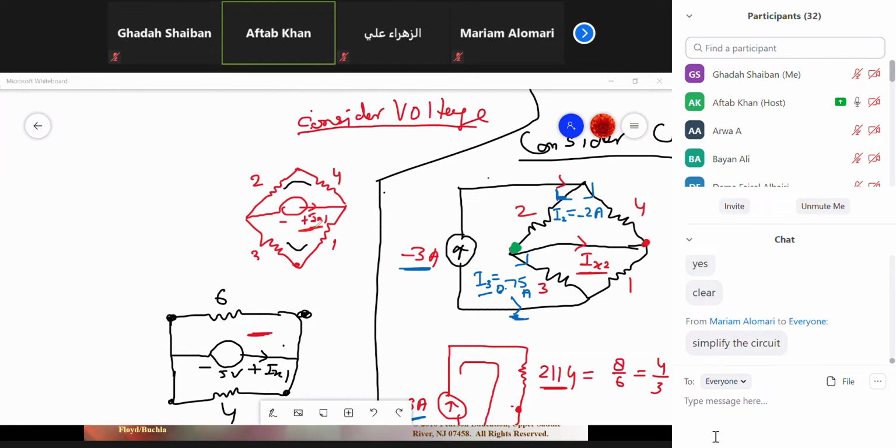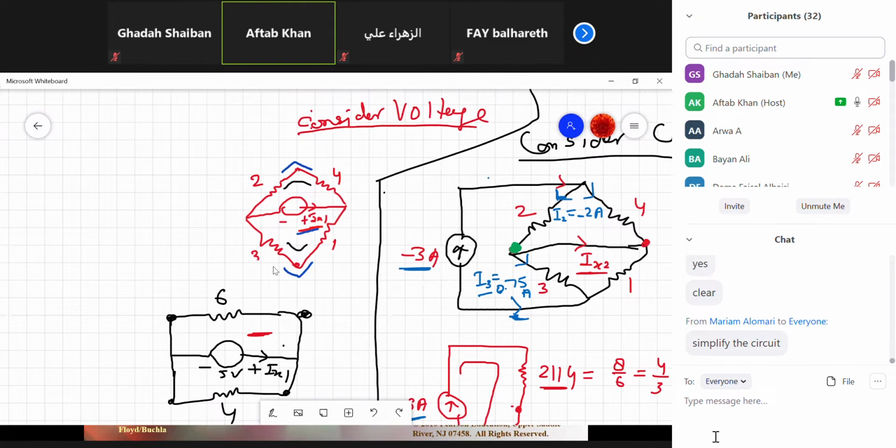Now I need to consider Ix1. I need to calculate this Ix1. In order to calculate Ix1, let's see how we can approach it. First of all, try to understand how 2 and 4 are connected. Are they connected in series? No, in parallel. 2 and 4 are in parallel. 3 and 1 are in series. Yes, they are in series.